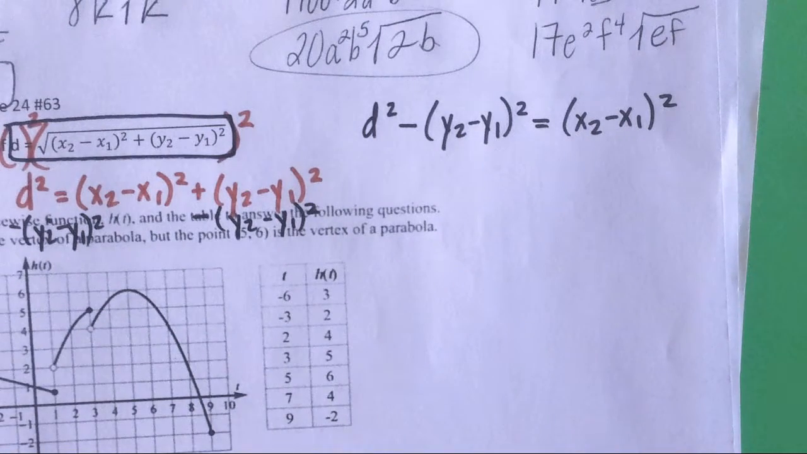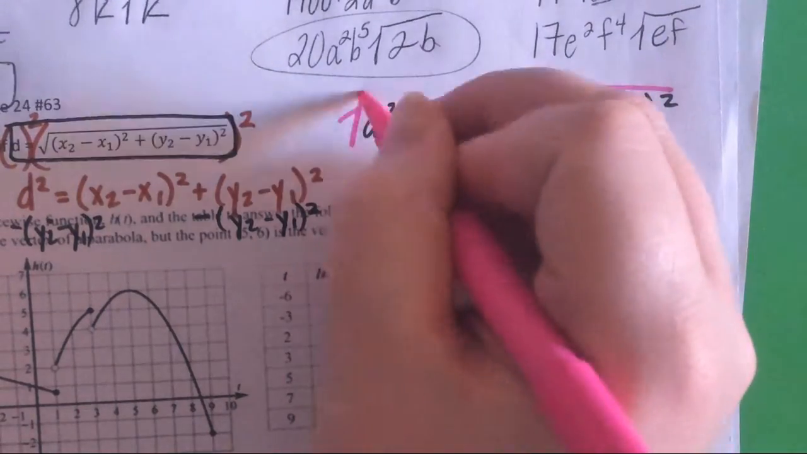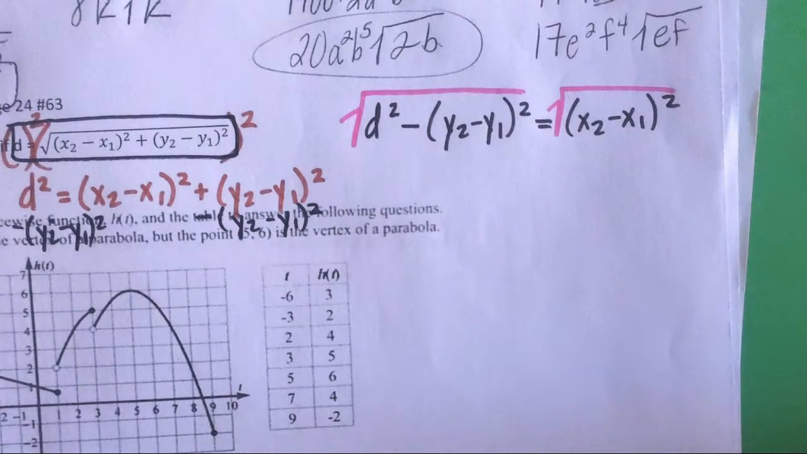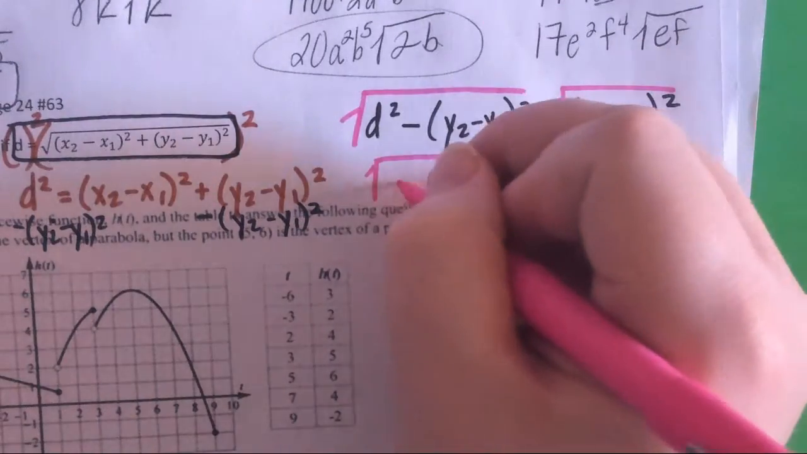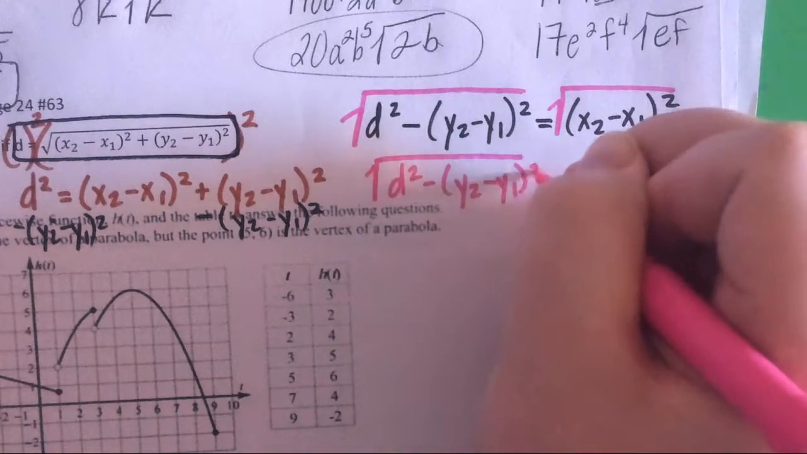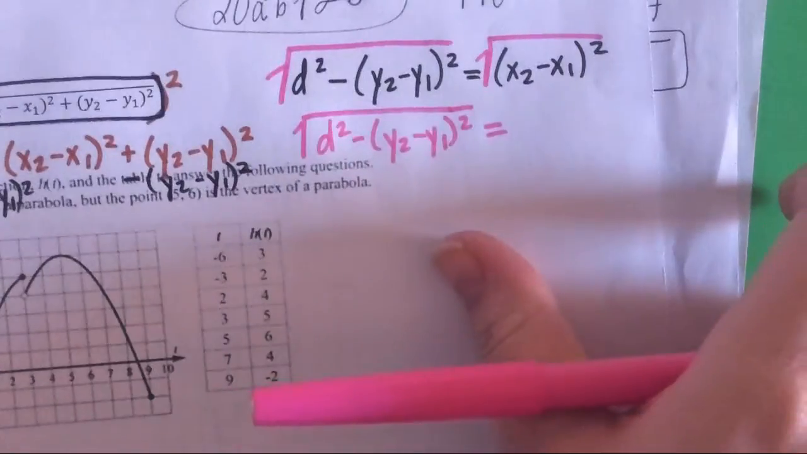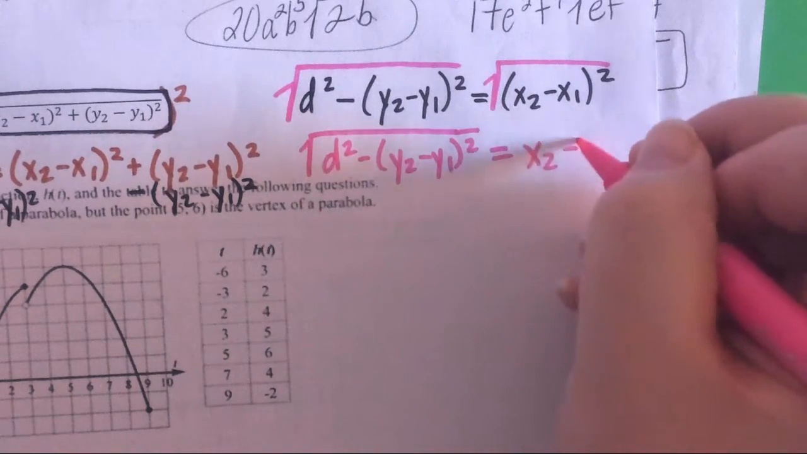How do you kill off the exponent? We just did the opposite. Thank goodness, Buster. If we take the square root of both sides, square root and squares kind of go hand in hand. If we take the square root of both sides, we're going to have the square root of d squared minus (y2 minus y1) squared equals, and we did this to get rid of that, so we just have x2 minus x1.